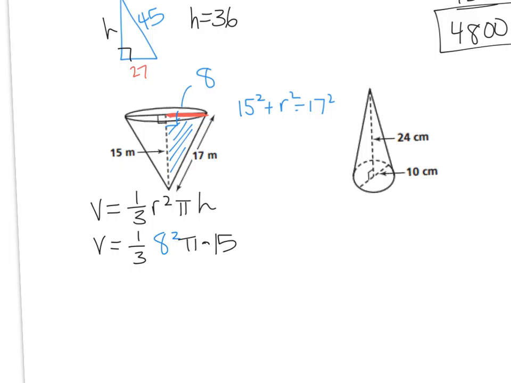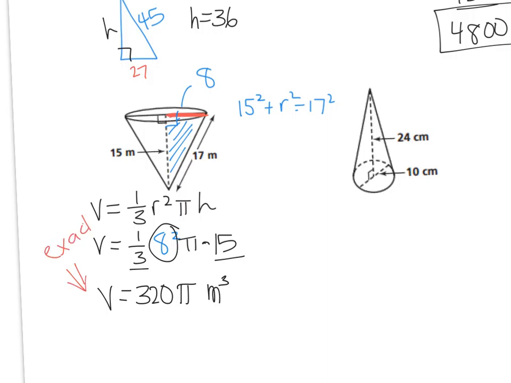So if I do this exact, 8 squared is 64. 64 divided by 3 multiplied by 15 is 320, or you could use your calculator for that part. So this is exact. If I want to approximate or round, I'd put that in my calculator.